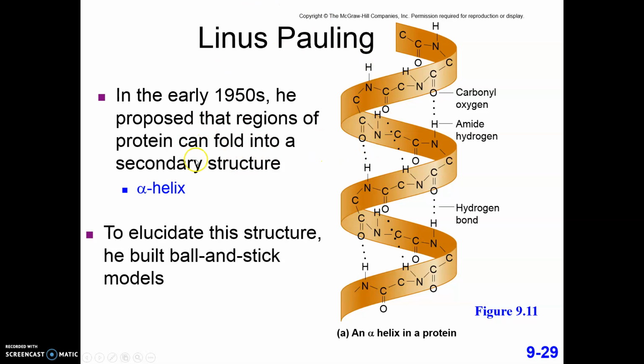So Linus Pauling had discovered this in the early 1950s. And consequently, after he had solved this structure here, he began to work on DNA. And the fact that Linus Pauling, who was famous for this, was now working on DNA, essentially was giving everyone else a strong push to finish their work before he got to it first.